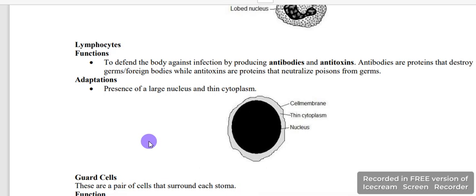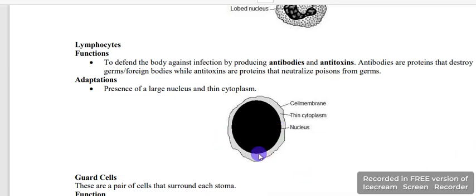So lymphocytes, which is the other type of white blood cell, their function is to defend the body against infection by producing antibodies and antitoxins. Antibodies are proteins that destroy germs and foreign bodies, while antitoxins are proteins that neutralize poisons. So that is what lymphocytes do.